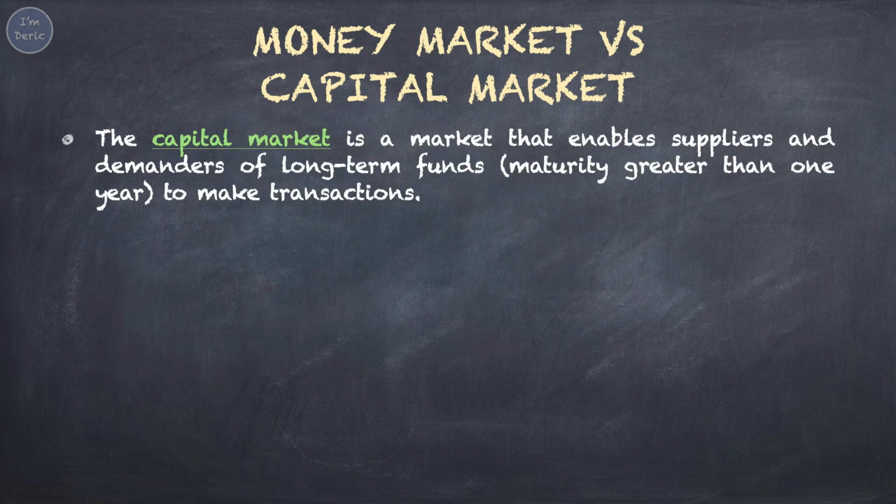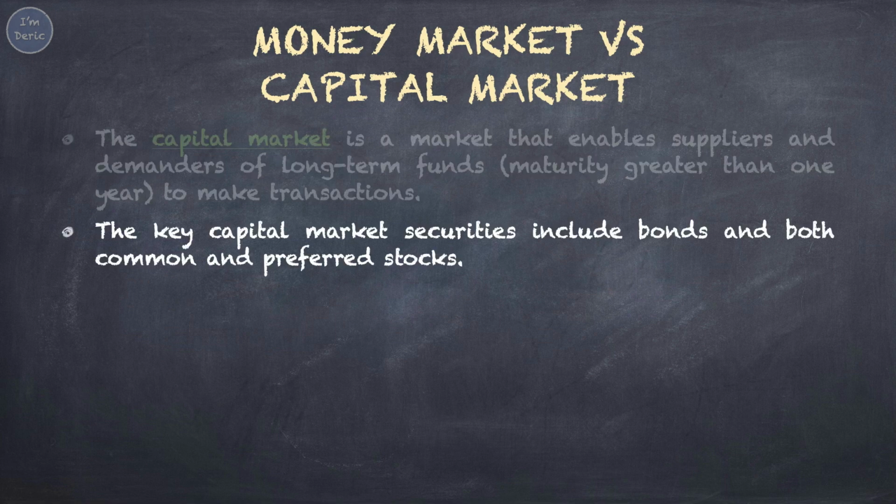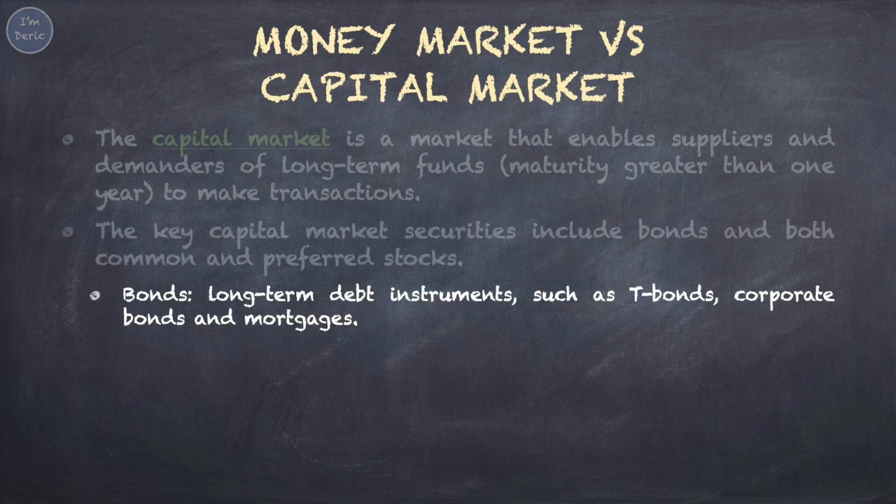Whilst the capital market is a market that enables suppliers and demanders of long-term funds to make transactions, in which the maturity is greater than 1 year. The key capital market securities include bonds and both common and preferred stock. Bonds are long-term debt instruments used by businesses and government to raise large sums of money, generally from a diverse group of lenders, such as T-bonds, corporate bonds, and mortgages.